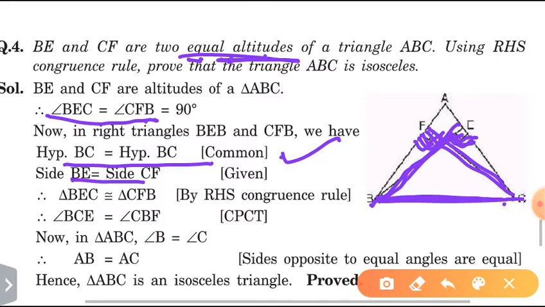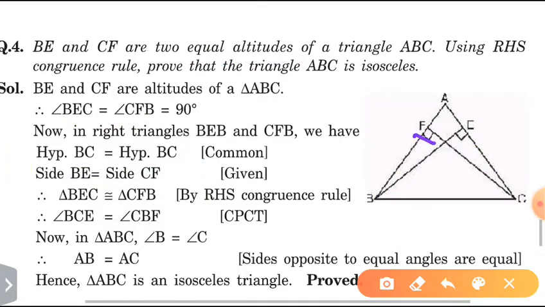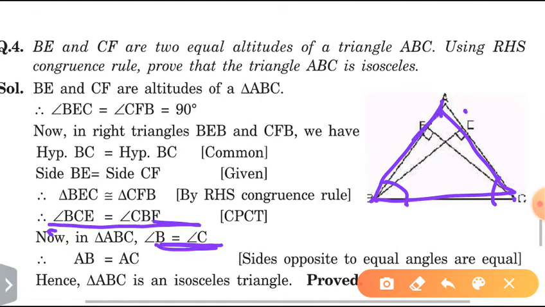So you can see that from RHS congruency rule, RHS means one is right angle, one is hypotenuse, and one is side. So from RHS congruency rule both the triangles are congruent to each other. So by CPCT this angle BCE, that means this whole angle, is equal to angle CBF, that means this angle, and these two angles are equal by CPCT. So we can say that in triangle ABC, now angle B equal to angle C, hence the side AB equal to AC also by isosceles triangle property. So we can say that it is an isosceles triangle.